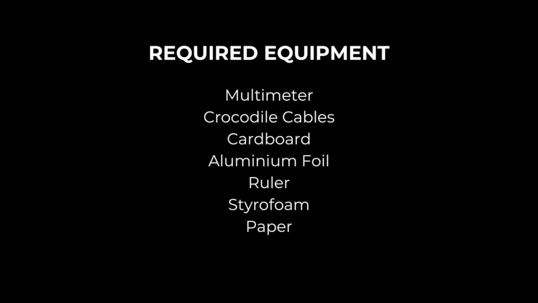Today I'm gonna present my Physics 102 lab project. Name of the experiment is changing capacitance, and the main purpose of the experiment is measuring the effect of the distance between the conductors and the dielectric coefficient of the material between conductors in capacitors with different surface areas. Required equipment for this experiment is multimeter, crocodile cables, cardboard, aluminium foil, ruler, styrofoam, and paper.